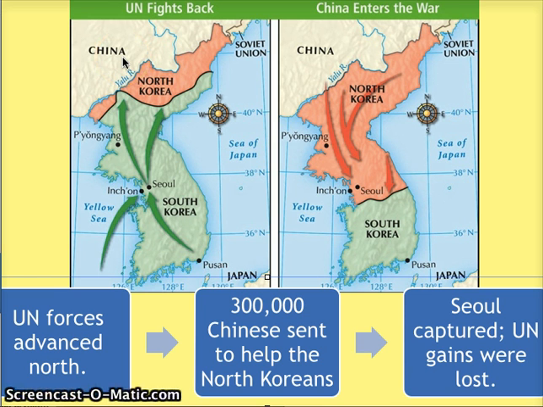So China ends up sending in troops to help the North Koreans. And within the same year, we see that North Korea is able to push back again past Seoul. So by 1951, we see that South Korea has sort of lost a lot of what they have gained. Seoul ended up captured, and all the UN gains were lost.